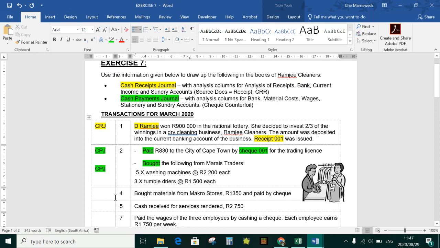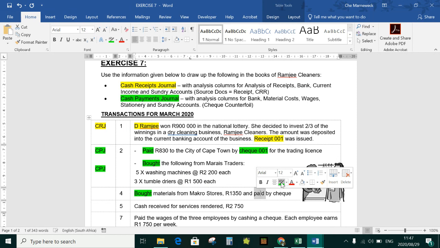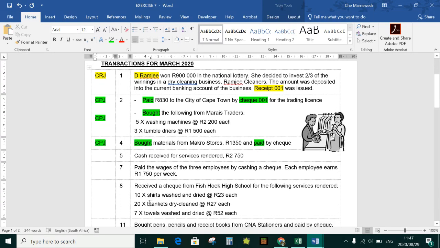We look on the next transaction, day 4, bought materials. So bought would be a keyword telling us that we are paying. And in fact, they tell us that we have paid by check. So we have our check counterfoil left in our checkbook. And so that transaction is going in the cash payments journal. Then we see cash received.